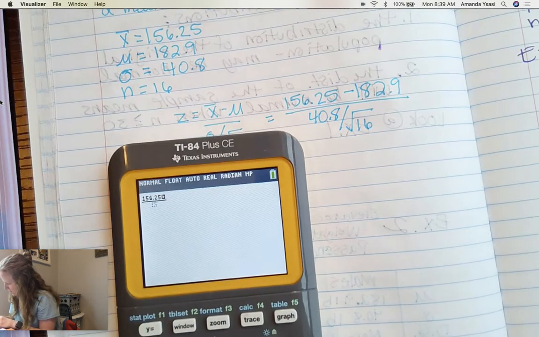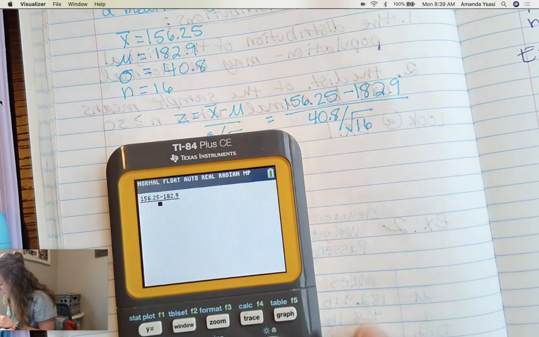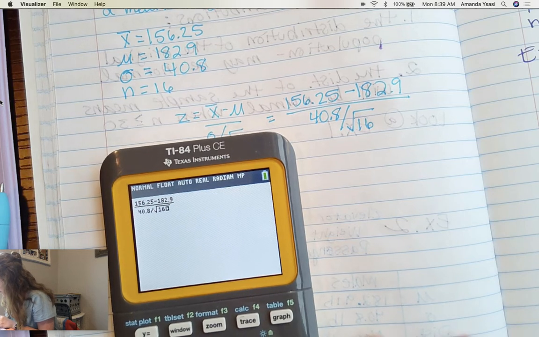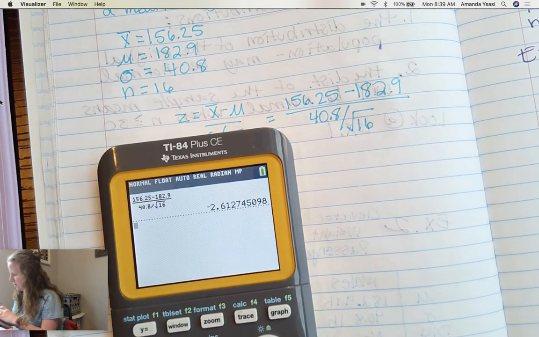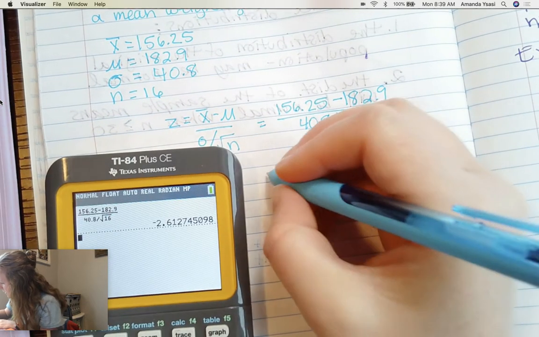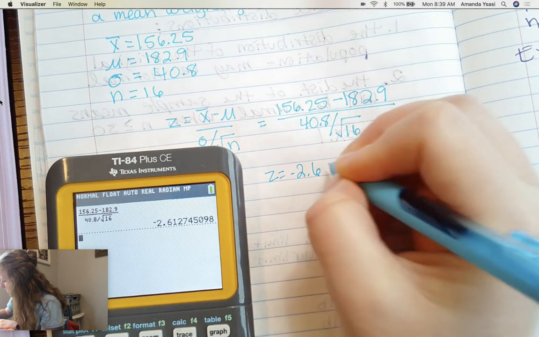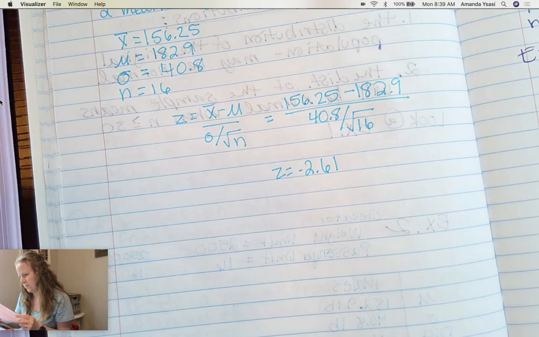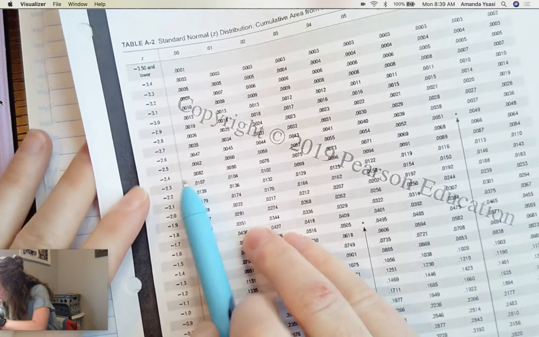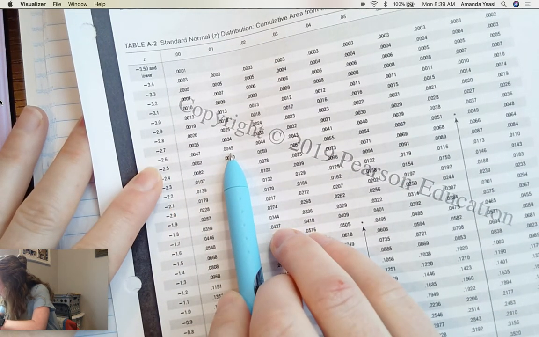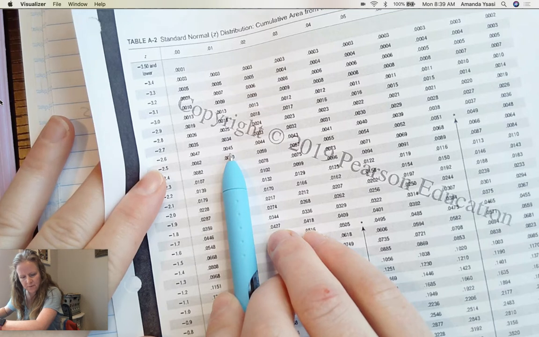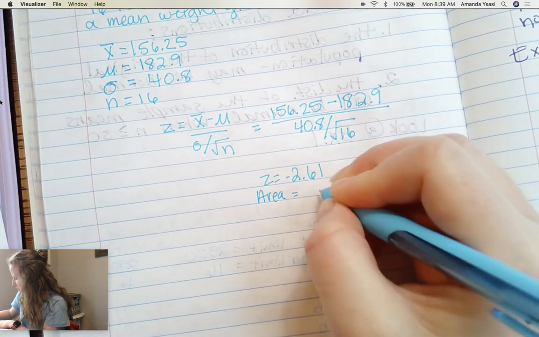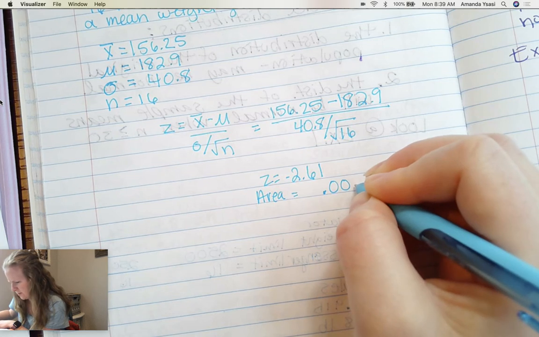156.25 minus 182.9 over 40.8 divided by square root of 16. Okay, so that is, our z-score is negative 2.61. So that means we need to look at the table. Negative 2.61, 0.0045. So the area is 0.0045?